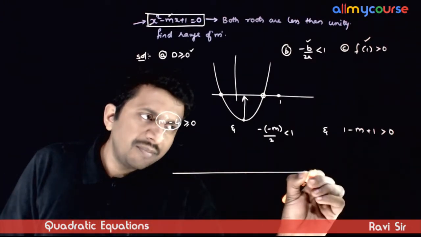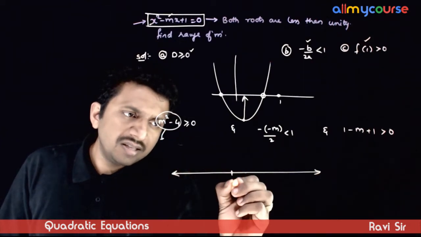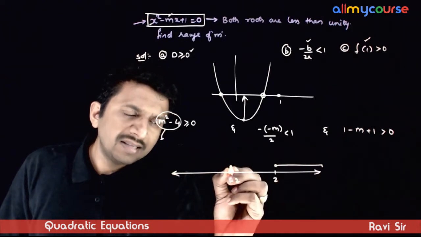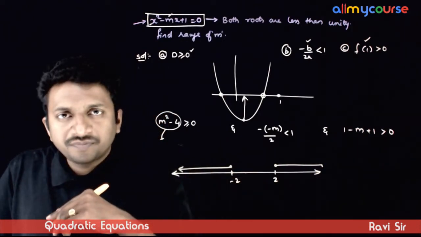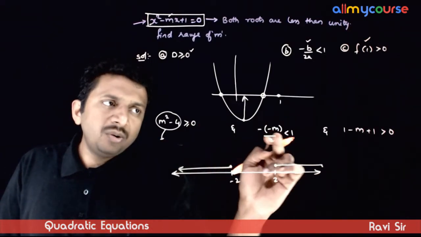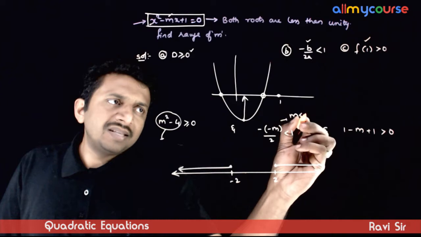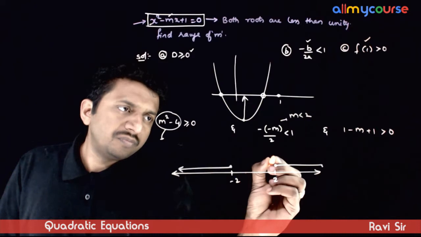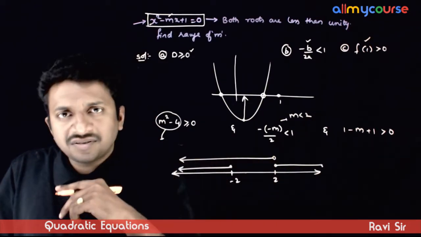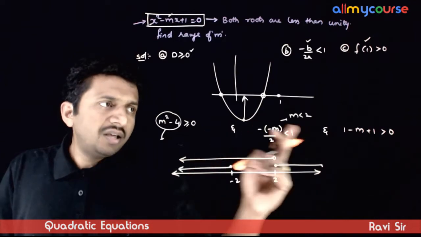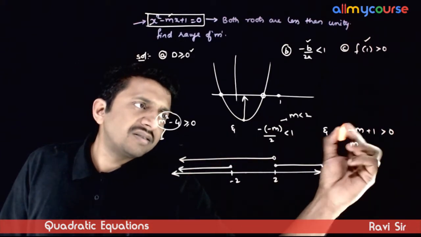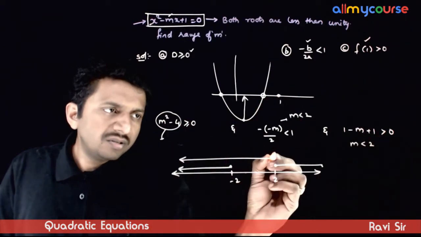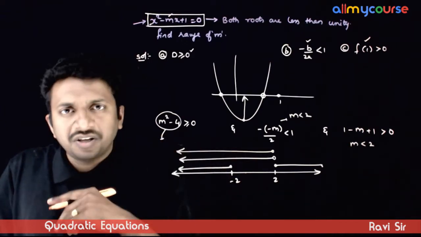So if you draw the real number line, the first solution is that m lies outside plus 2 and minus 2. The second condition, m by 2 is less than 1. This implies m is less than 2. So the second condition is this. Now you go to the third condition, m is less than 2. So this also says that m is less than 2. So you have the same condition here.